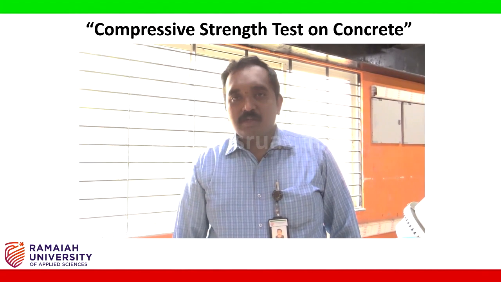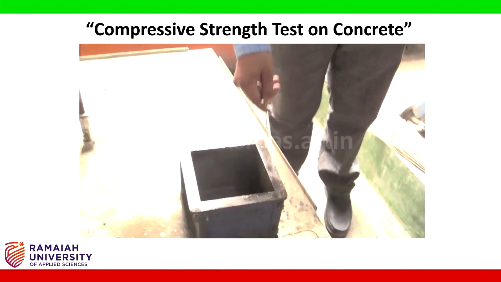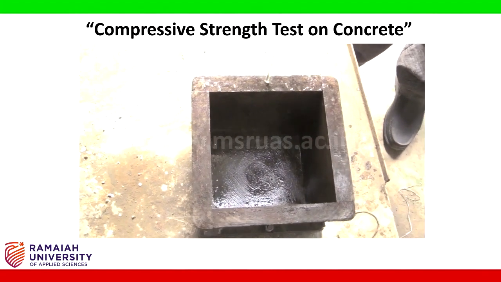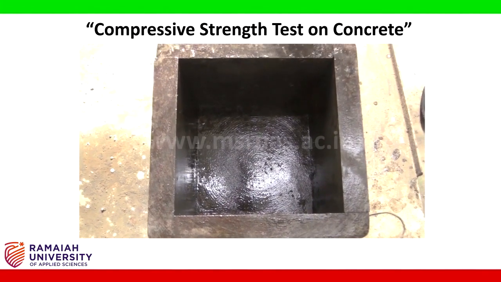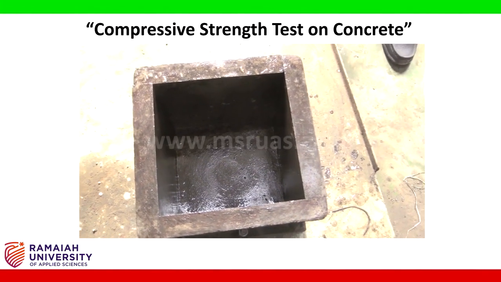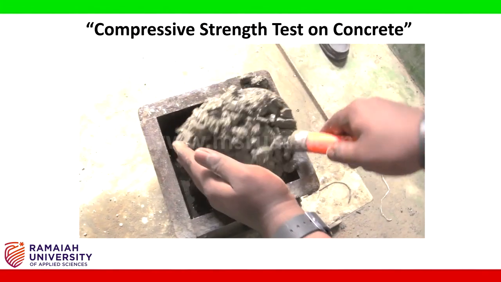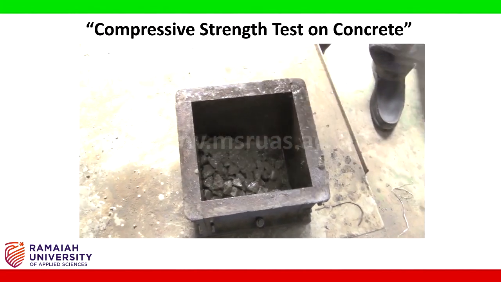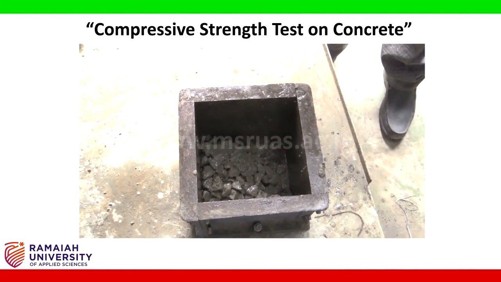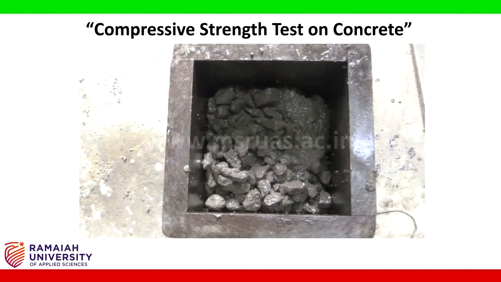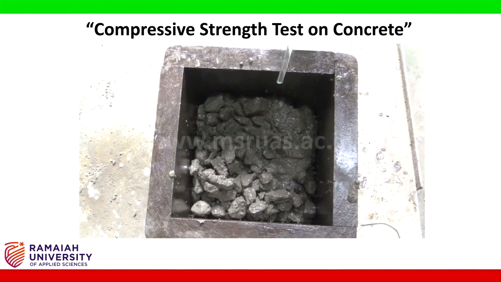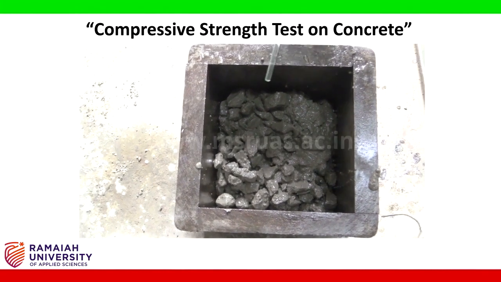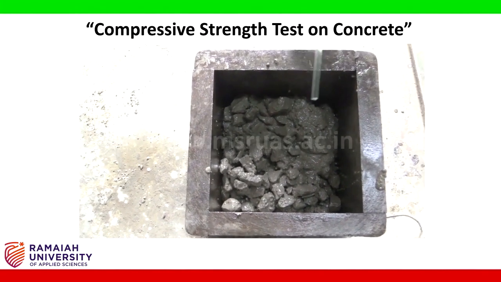After mixing the concrete, we are going to make sure that the oil is smeared inside the mold, and we are going to fill 1/3 of the mold with the prepared mix. After placing 1/3 of the mix, we should compact this layer with 25 tampings, or what I am doing here is using the table vibrator for compacting the mix.